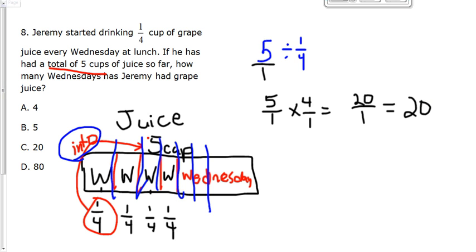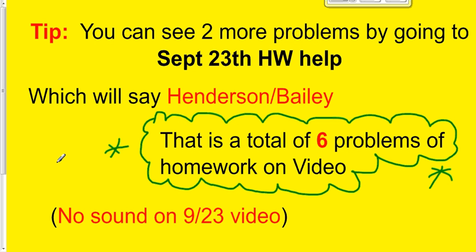If you look at the tip on the next part, you can see 2 more problems by going to September the 23rd's regular homework help for Henderson and Bailey. There is a total of 6 problems from this video and that video to make up your homework. Remember, there's no sound on September the 23rd's regular video. Thank you.